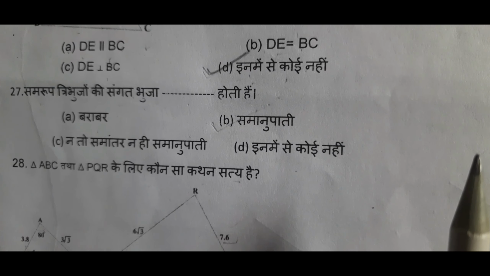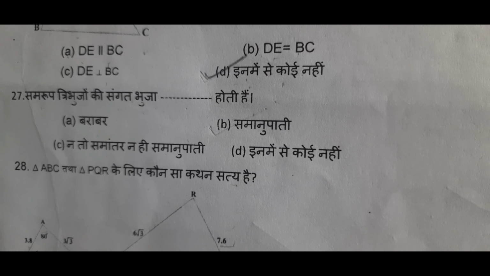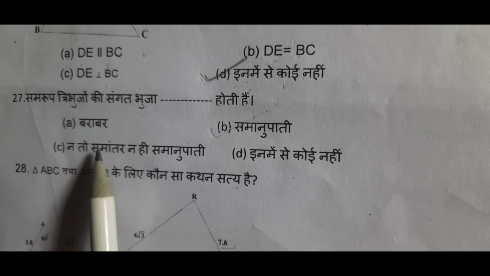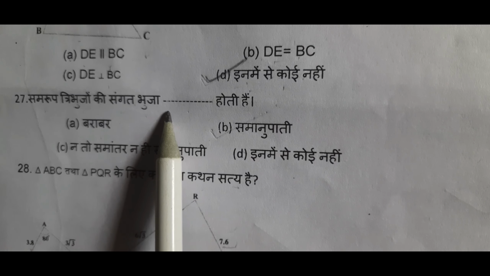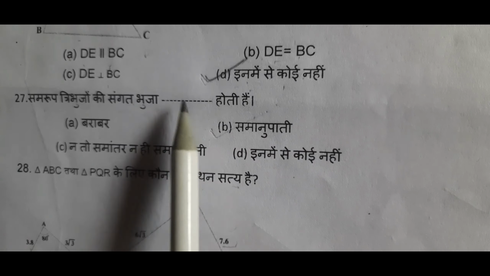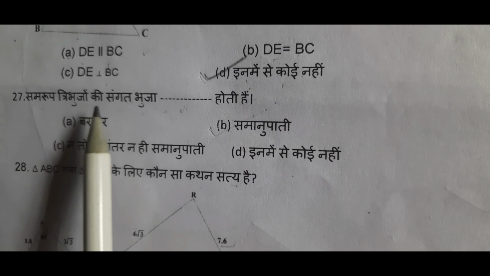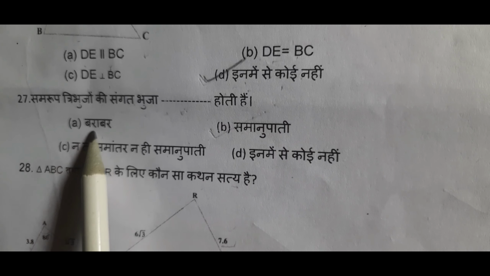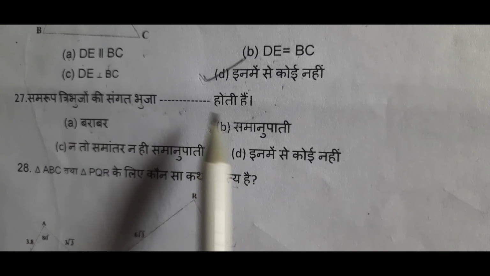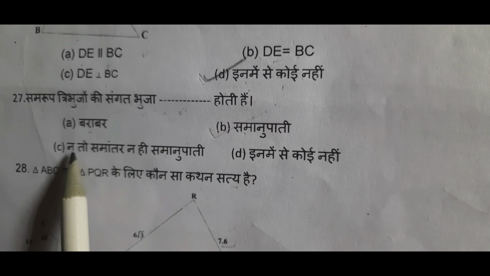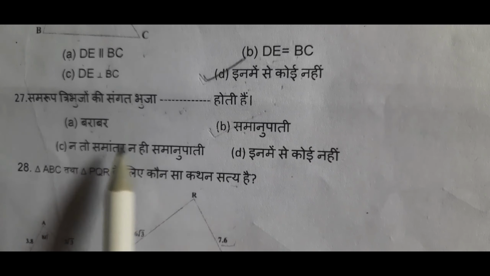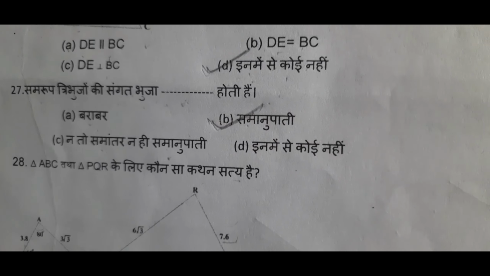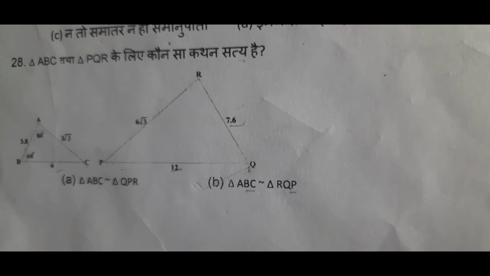Now question number 27. Corresponding sides of similar triangles dash will be dash. What will be the corresponding sides of similar triangles? Will they be equal, proportional, neither equal nor proportional, or none of these? It is proportional. Okay.